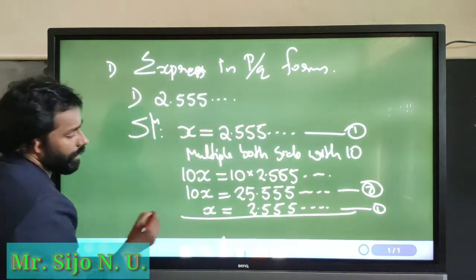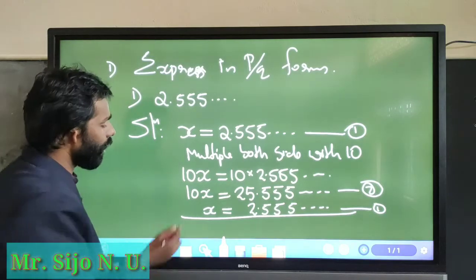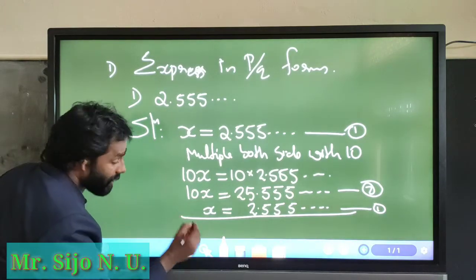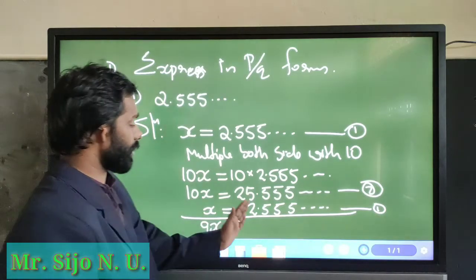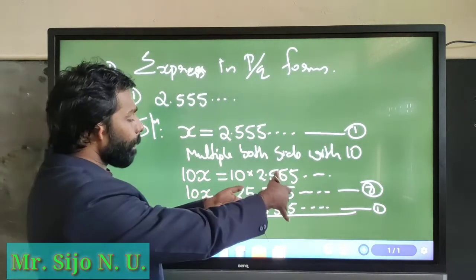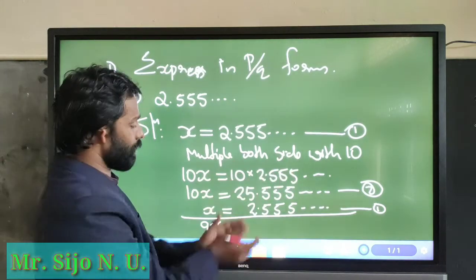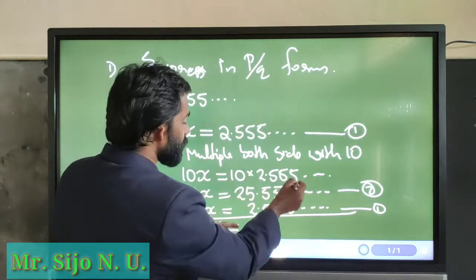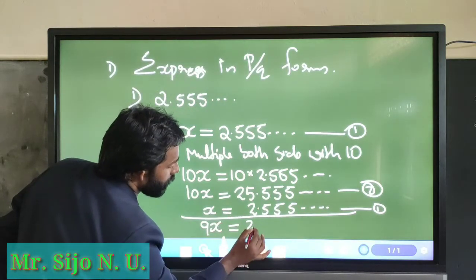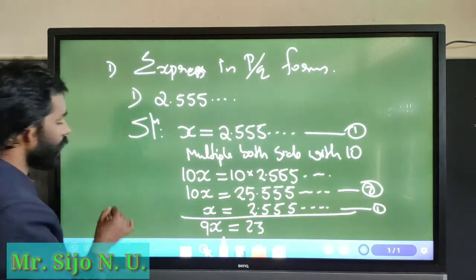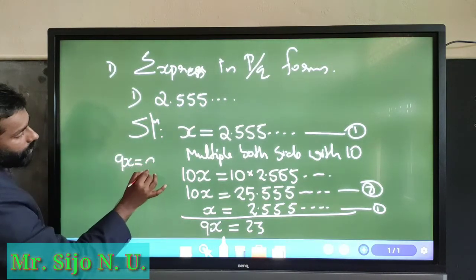How to subtract? Well, first from the left hand side we can subtract the left hand side. 10x minus 1x, that is 9x. That is equal to, now here when we subtract, the whole part should be subtracted from the whole part and the decimal part should be subtracted from the decimal part. Well, here it's 0, 25 minus 2, that is 23. Now we got 9x equal to 23.